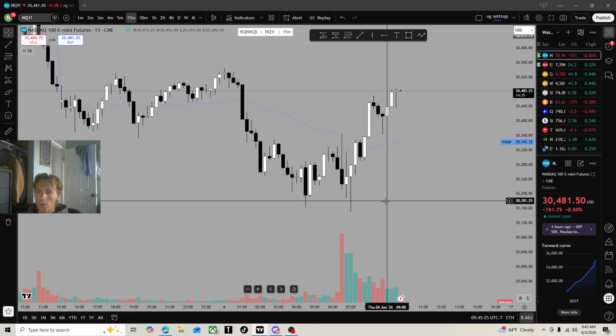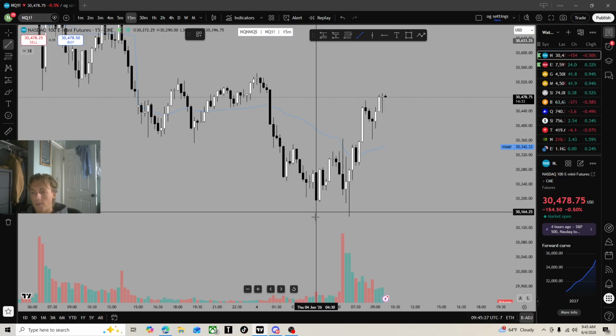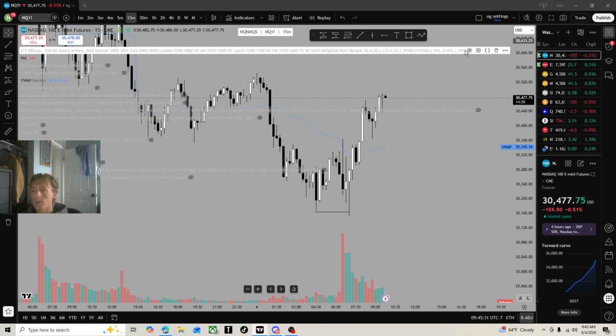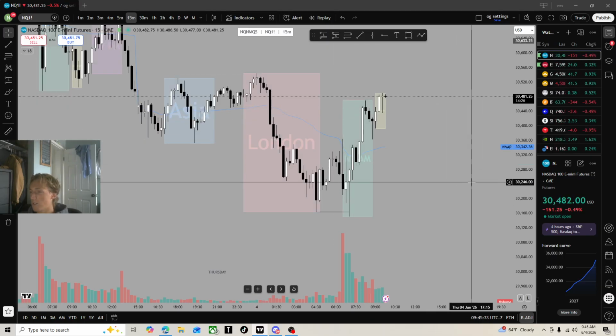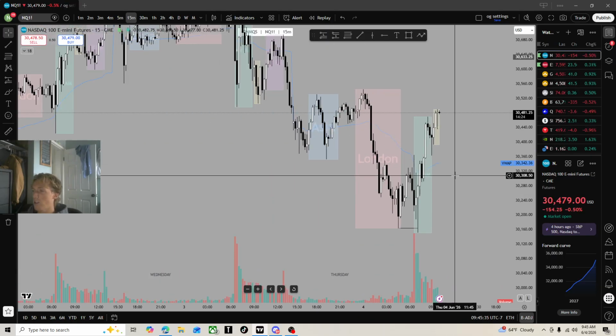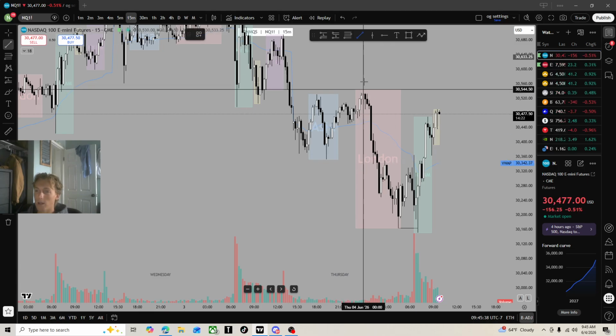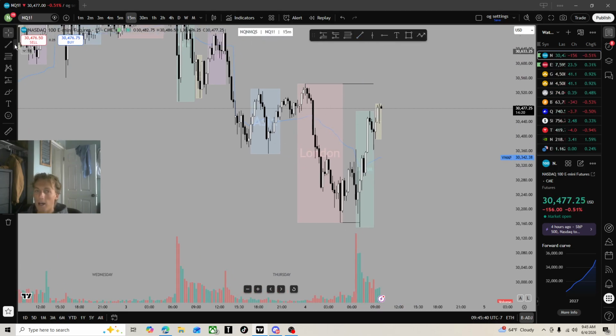So what would have been today's best liquidity? The best liquidity levels that we're going to use are session lows and highs. So for example, here we have London low, London high, Asia high. Asia gets swept. You can see Asia high gets swept, and we dump to Asia lows.